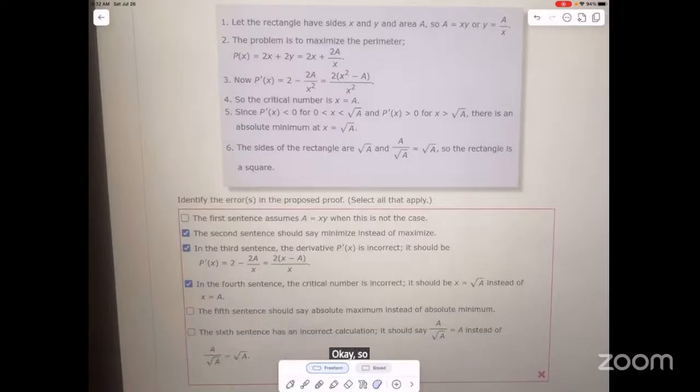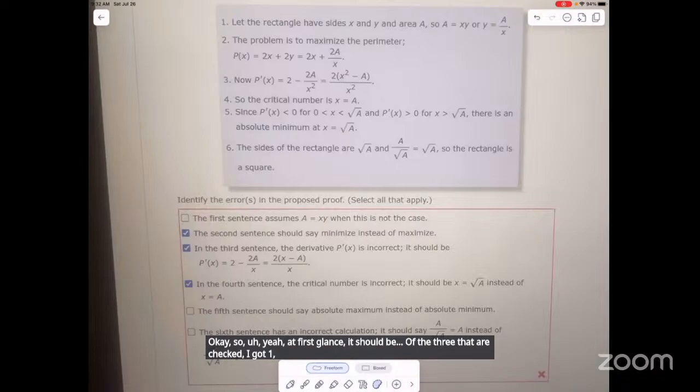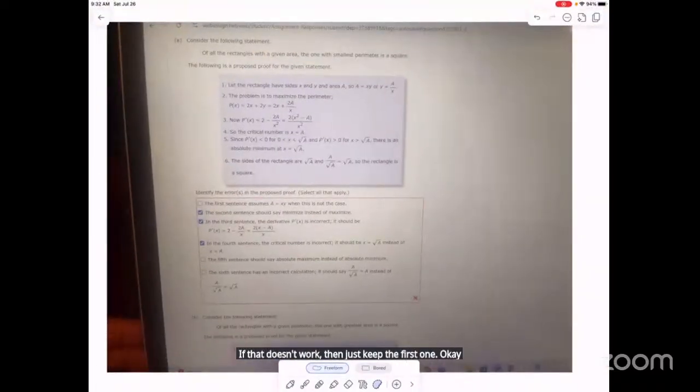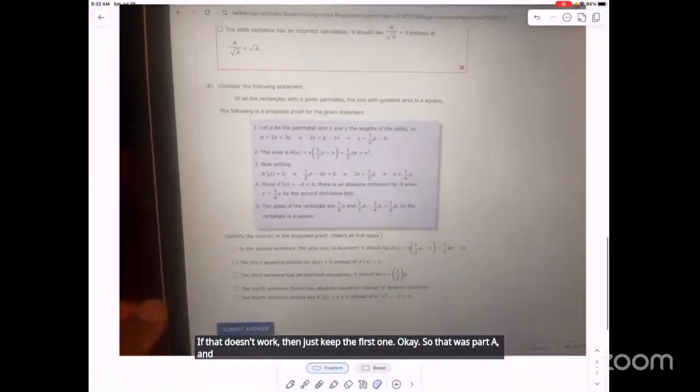Okay, so at first glance, of the 3 that are checked, I got 1, 2, 3: keep the first, get rid of the second, and keep the third. If that doesn't work, then just keep the first one. Okay, so that was part A, and then part B here.